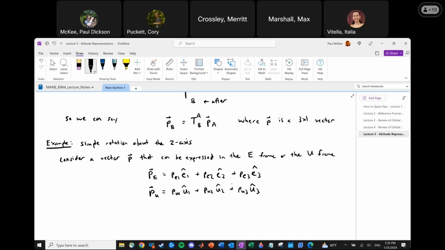And so the critical thing here is that PE1 does not necessarily equal PU1. PE2 does not necessarily equal PU2. PE3 does not necessarily equal PU3, but it is the same vector.